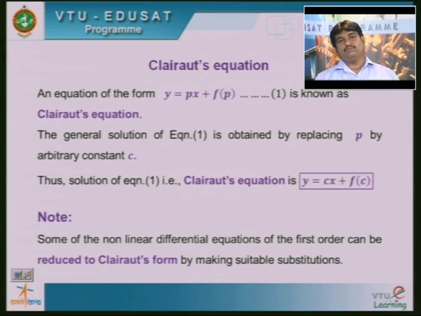If it is in that form, which is known as Clairaut's equation, its general solution is obtained by just replacing p by c, that is, y equals cx plus f of c. I will prove it using the equation solvable for y, because it is in terms of y equals px plus f of p. I will show that.